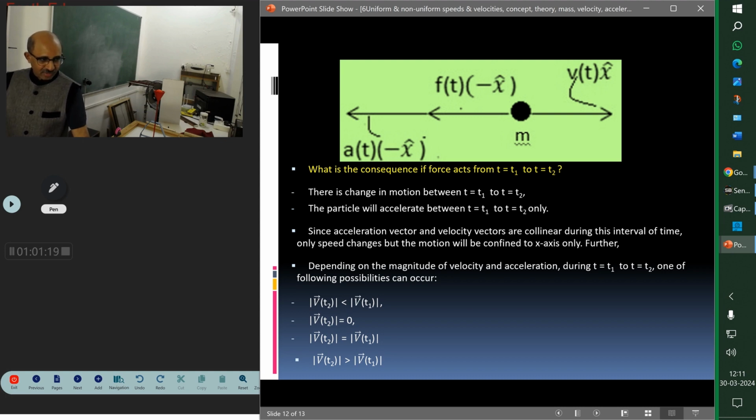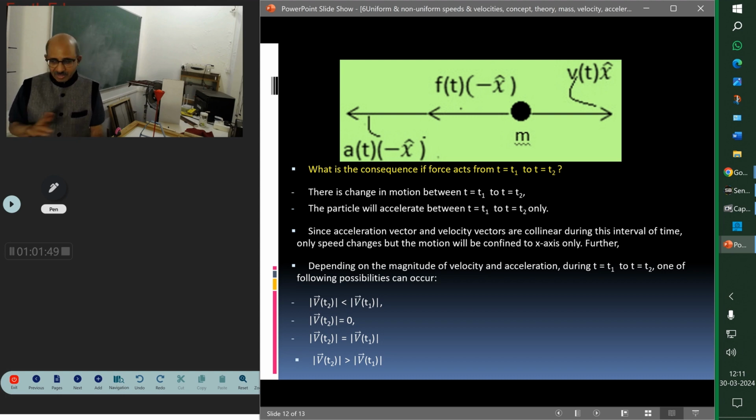One thing is only speed will change. The speed at later time t2 will be less than the speed at time t1. See, this particle was going at 10 meters per second. You started applying force at time t1, and after 1 second its speed is now 5 meters per second, but in the same direction. So modulus Vt2 is less than modulus Vt1. This is one possibility.